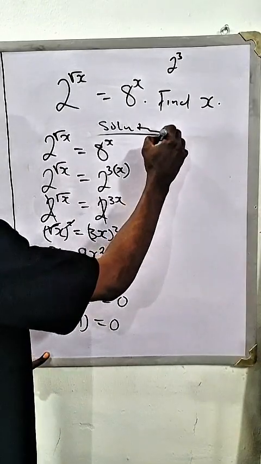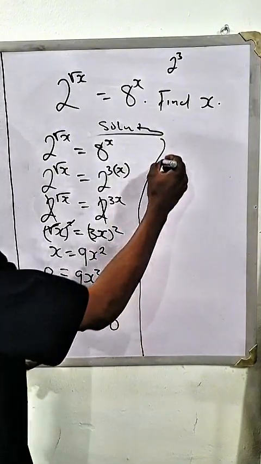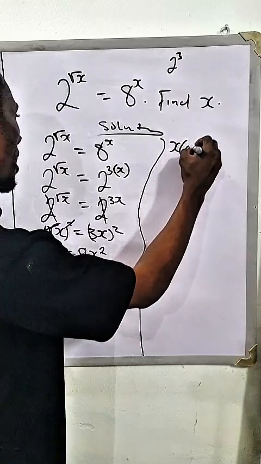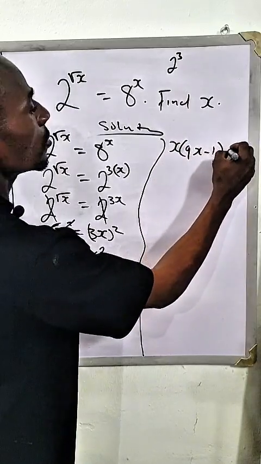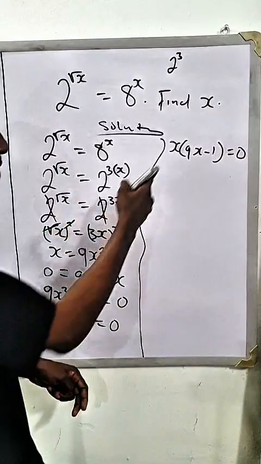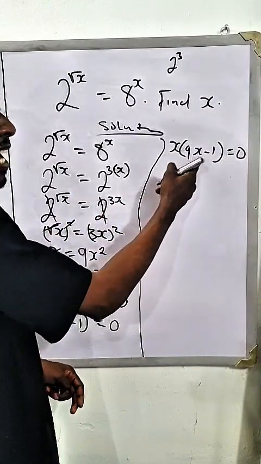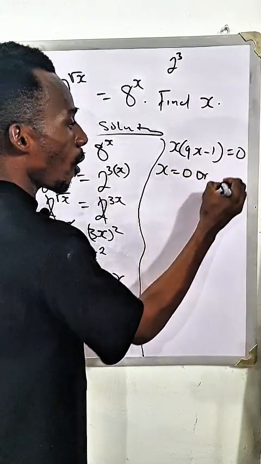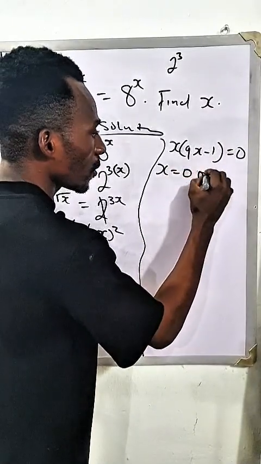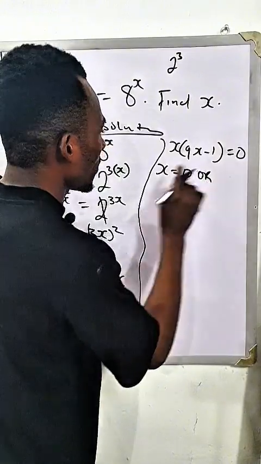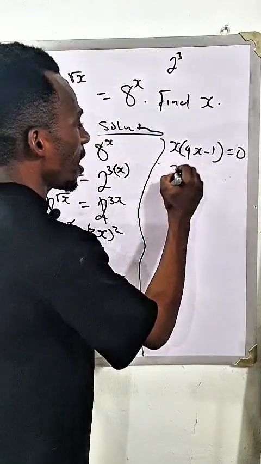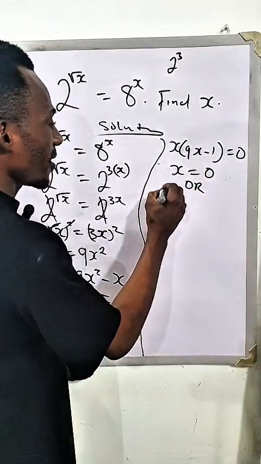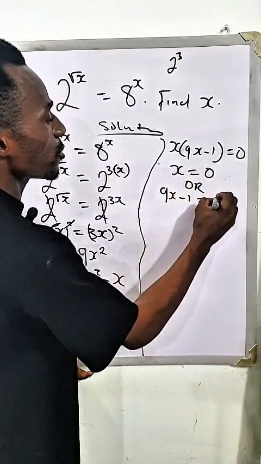Okay. So let's write it again. x open bracket 9x minus 1 equal to 0. So I'm going to equate that x is equal to 0, or 9x minus 1 equal to 0. That means x equal to 0, or, let me write it this way: x is equal to 0. This is one value of x, or 9x minus 1 equal to 0.